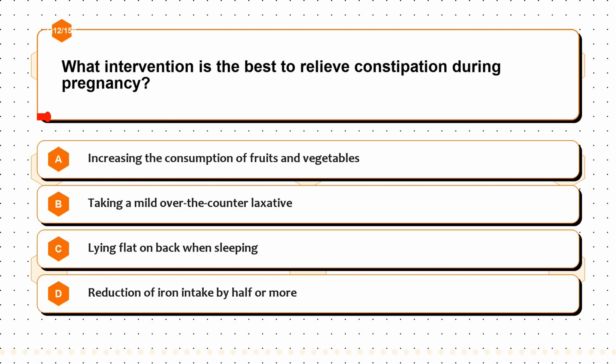Question 12. What intervention is the best to relieve constipation during pregnancy? Here are the options. Option A, increasing the consumption of fruits and vegetables. Option B, taking a mild over-the-counter laxative. Option C, lying flat on back when sleeping. Option D, reduction of iron intake by half or more.